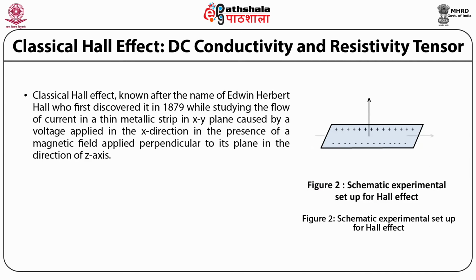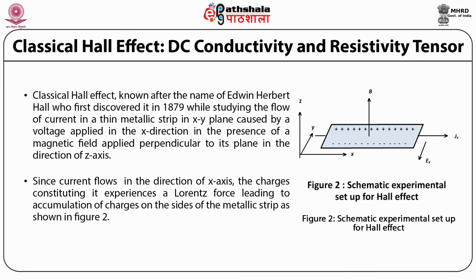The classical Hall effect, known after Edwin Herbert Hall, who first discovered it in 1879 while studying the flow of current in a thin metallic strip in the XY plane caused by a voltage applied in the X direction in the presence of a magnetic field applied perpendicular to its plane, in the direction of the z-axis. Since current flows in the direction of the x-axis, the charges constituting it experience a Lorentz force, leading to accumulation of charges on the sides of the metallic strip, as shown in figure 2.